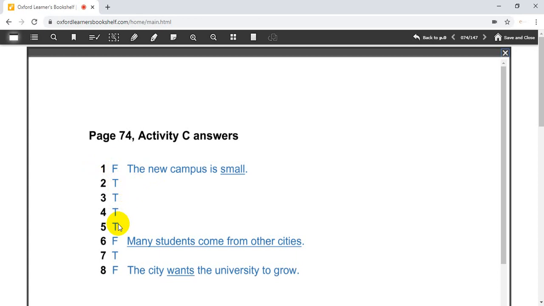Number 6 is false. So the correct answer is many students come from other cities. It was all students. No, they are saying many students is the correct answer. And number 7 is true. Number 8 is false. The city wants the university to grow.